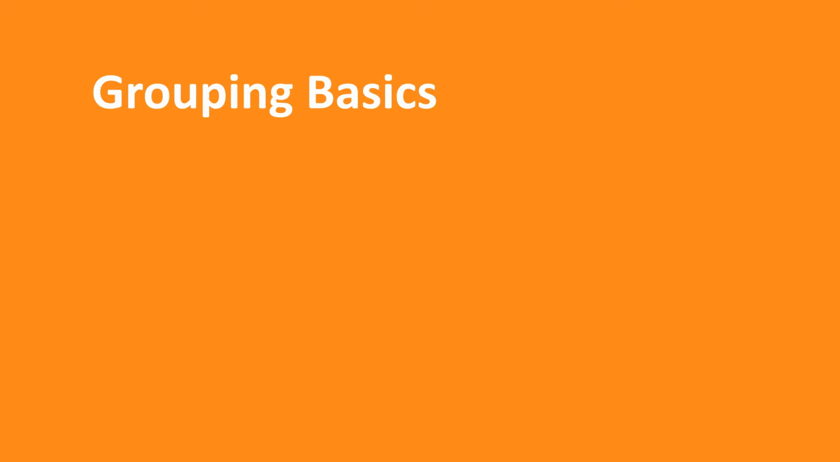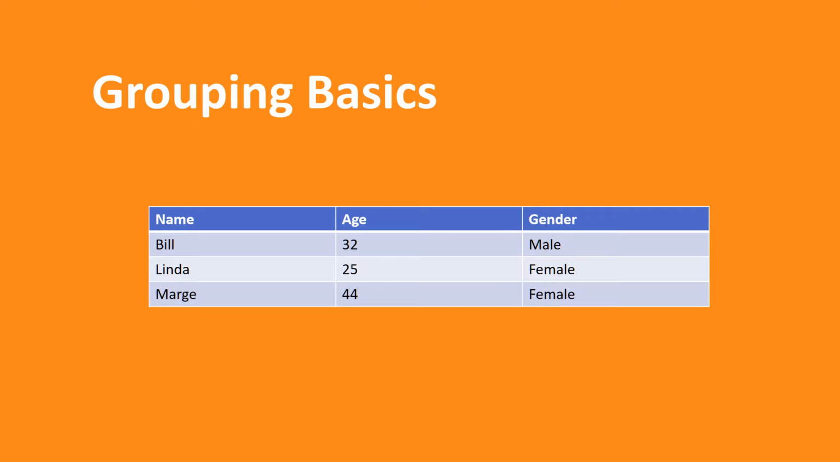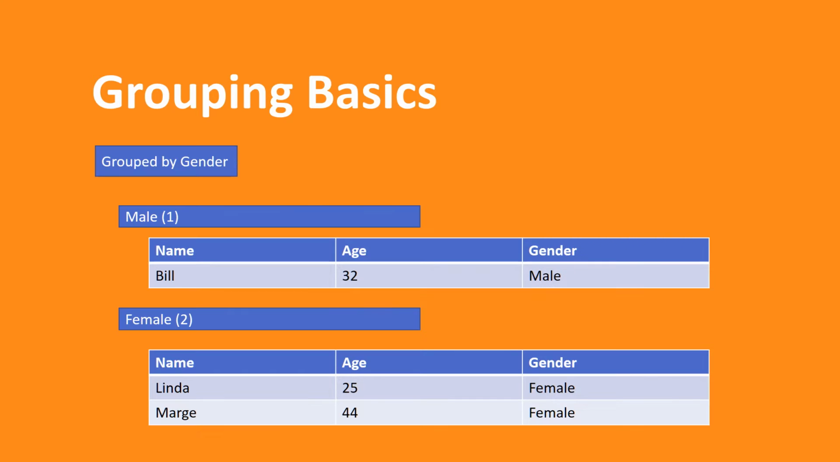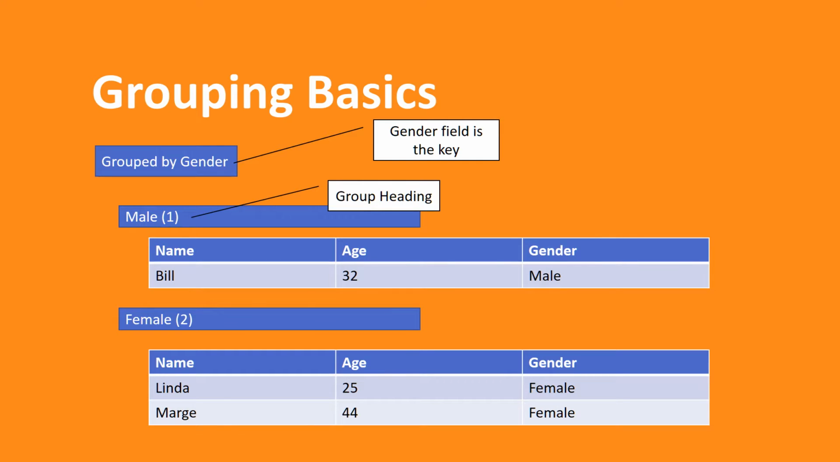Grouping is a powerful technique for organizing your data or any data. It allows you to understand the significance of a field or fields by categorizing each message based on the field you group on. Say we have 3 messages with 3 fields displayed, and now we group by gender. The resulting messages are separated into groups using gender as a key.